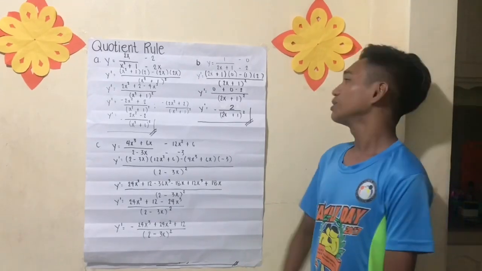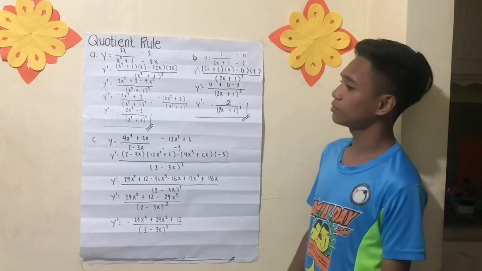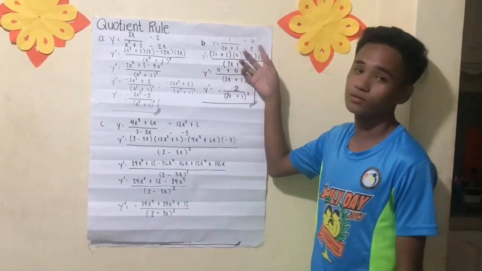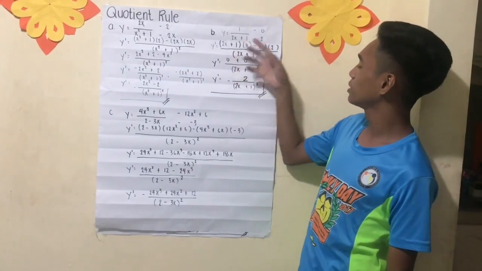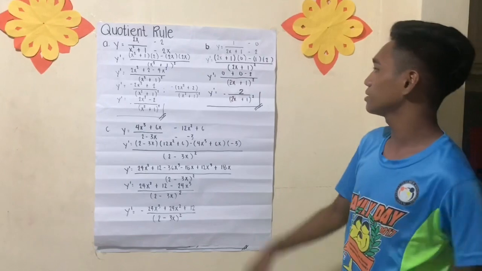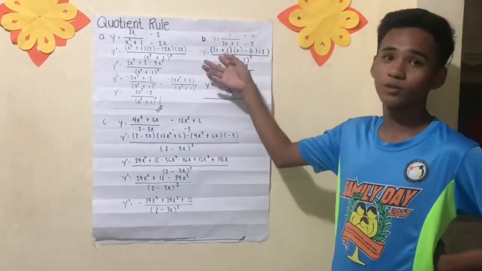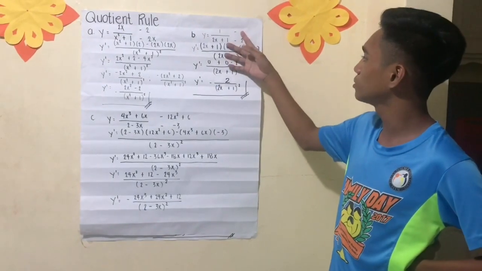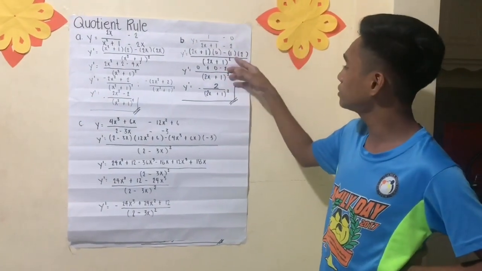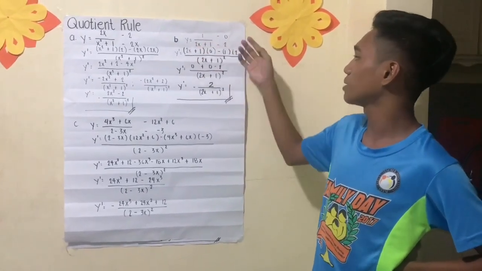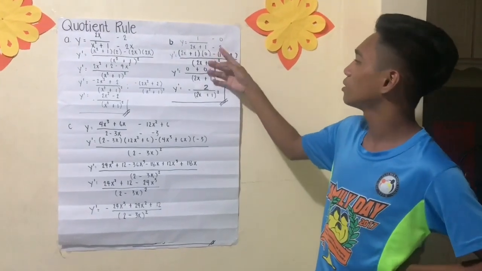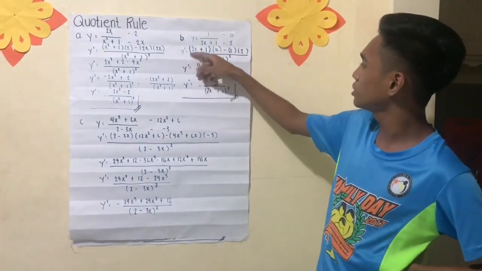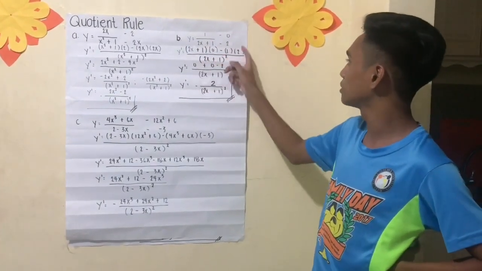The next example of quotient rule is y is equal to 1 over 2x plus 1. So you can also do what you do here. Find the derivative of 1, which is equal to 0, and the derivative of 2x plus 1 is equal to 2. And this is our u and this is our v. So next, y prime is equal to quantity of 2x plus 1, since 2x plus 1 is our v, times the quantity of 0, since 0 is our derivative of u, minus the quantity of 1, because 1 is our u, times the quantity of 2, since 2 is our derivative of v, over the quantity of 2x plus 1 raised to the power of 2. Next you need to distribute each one of these, and this also.